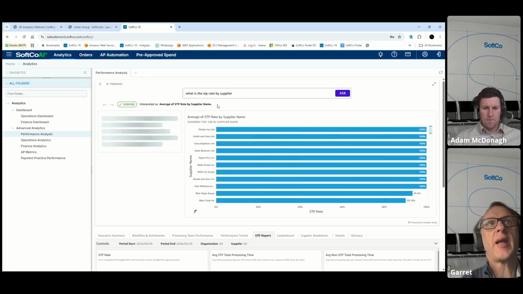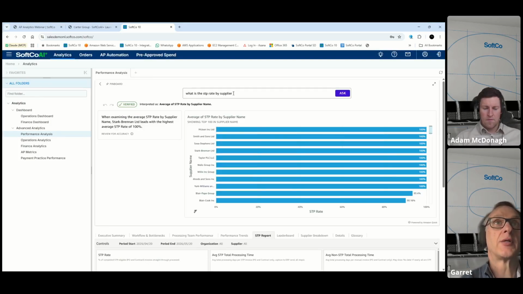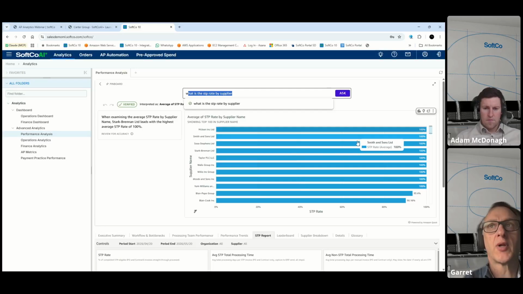So you can see, rather than having a pre-existing report, you can literally just ask it a natural language question, and it will come back with a particular response and report for you. That can really enhance your ability to work with the system and get the information that will help make you, as a department, as a function, better and better at what you do.